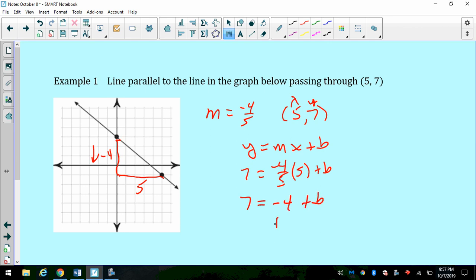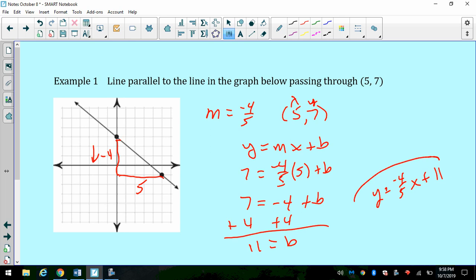And if we add 4, we get b equals 11. So our equation is y equals, the slope was -4/5, and the b value is 11. So there's our equation in slope-intercept form. Remember to pause this video at any point.